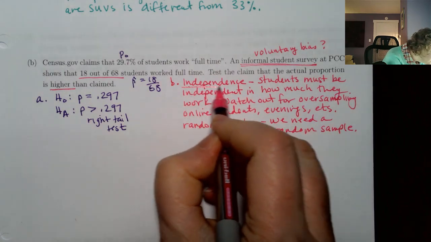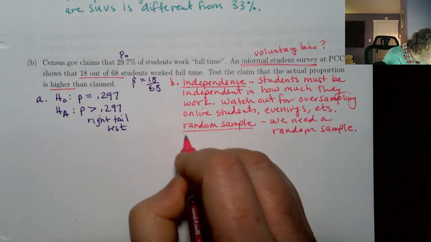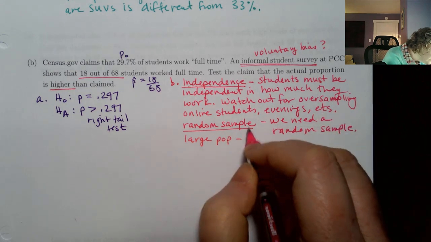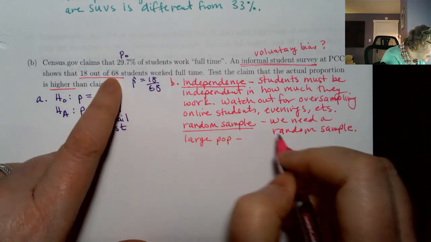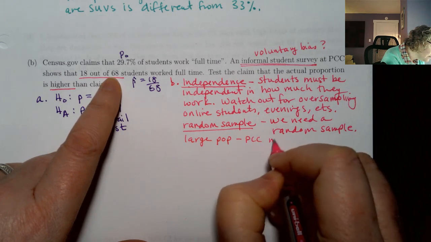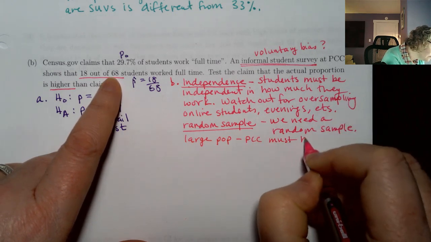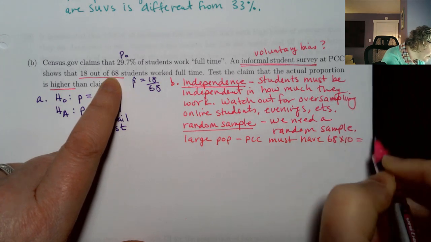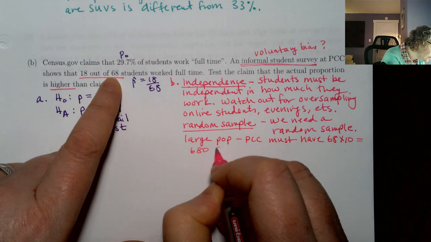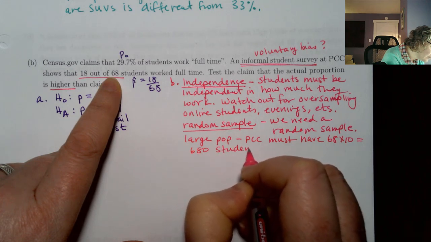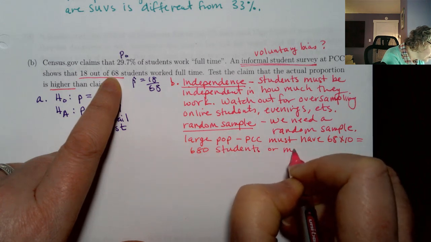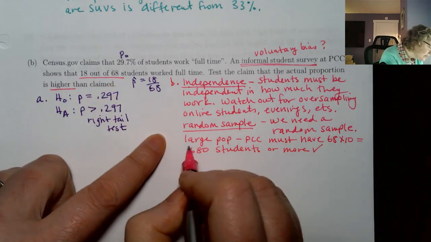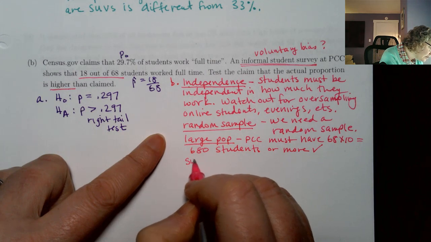Let me underline these because they're running together. Large population, or large pop, 68 PCC must have 68 times 10, 680 students or more. Yes, I'm sure of that one. That's great. And then success failure.